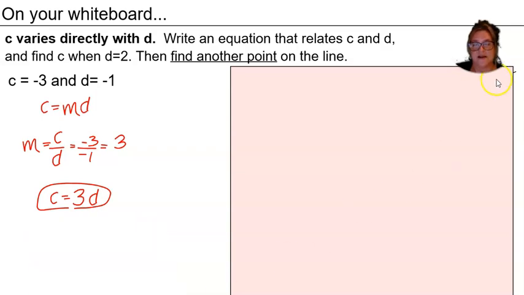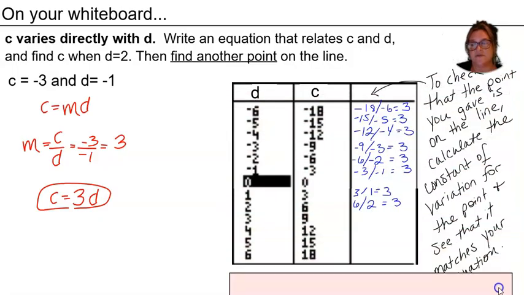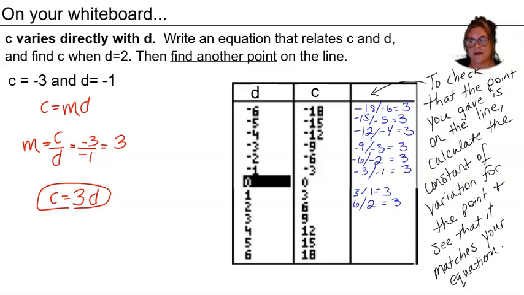Now, in order to find another point on the line, we can pick some values for C and some values for D. To check that the point you've chosen is on the line, you're going to calculate the constant of variation for the point and see that it matches your equation. So for instance, if you chose -5 as your D, then you put that into your equation. 3 times -5 is -15. -15 divided by -5 is 3, the constant of variation. So we've shown that that works.